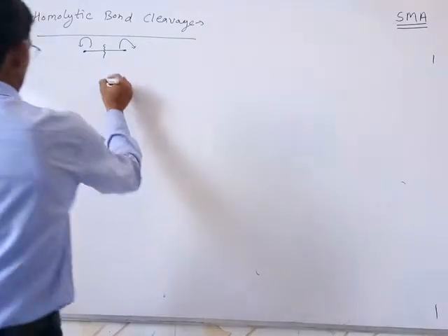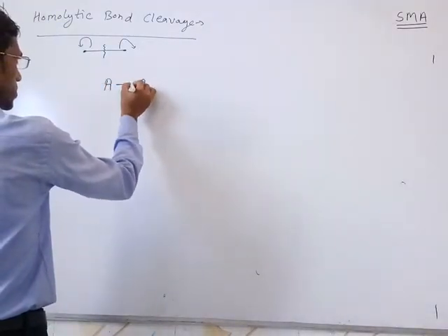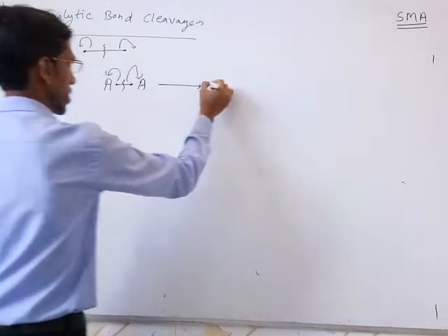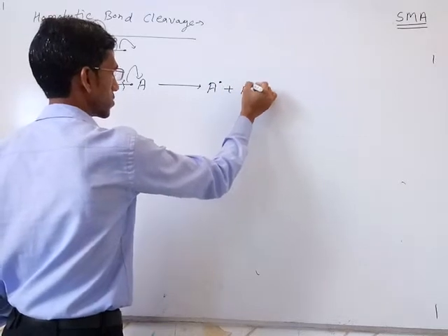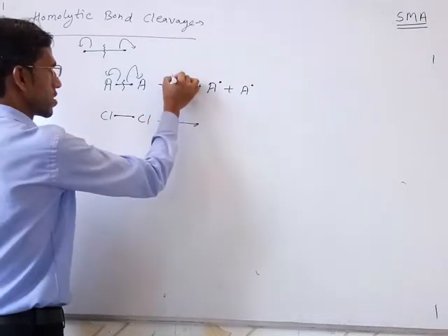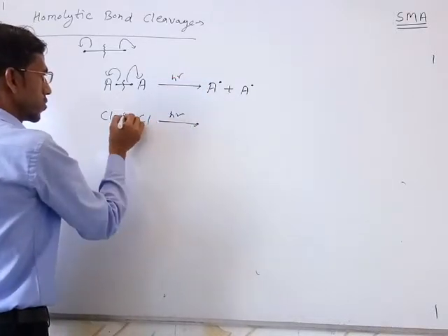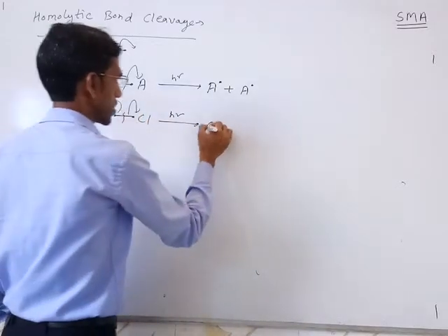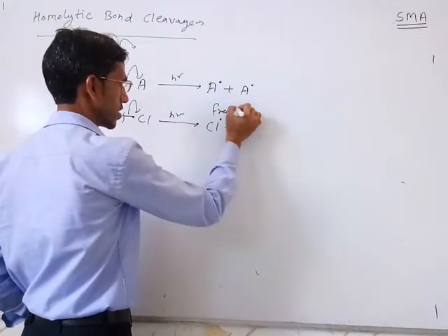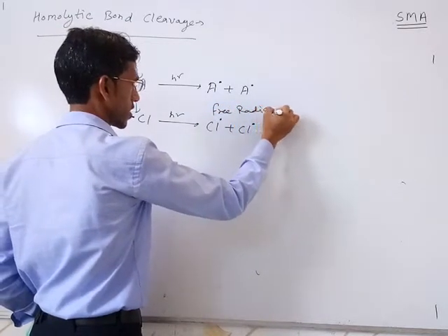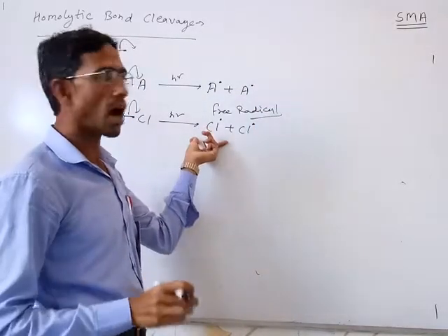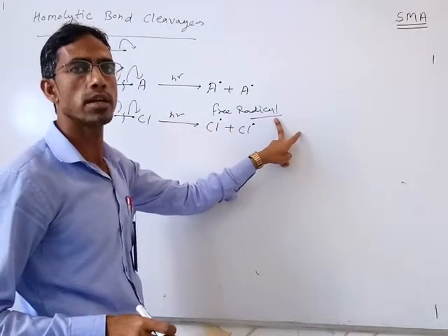For example, A-A bond is decomposed into A plus A, one electron on each atom. Cl-Cl in the presence of sunlight is decomposed into Cl plus Cl. These are known as free radicals. Unpaired electron atoms or groups are known as free radicals.